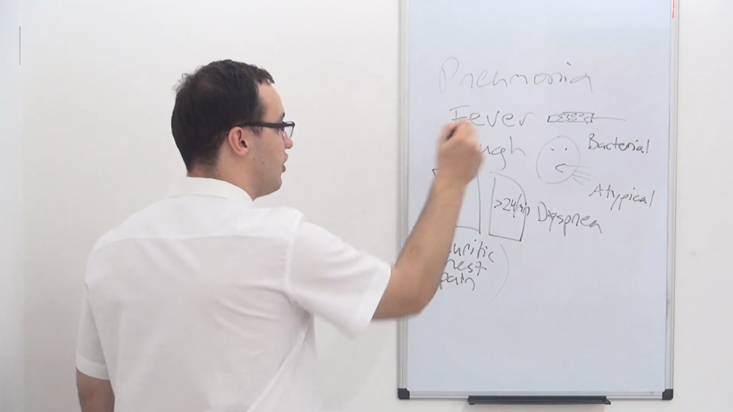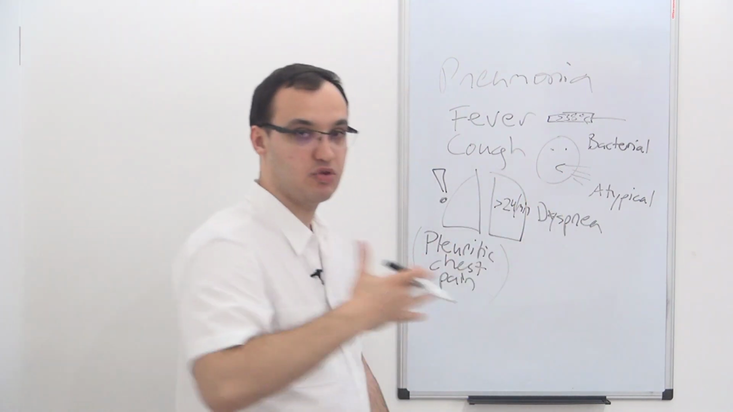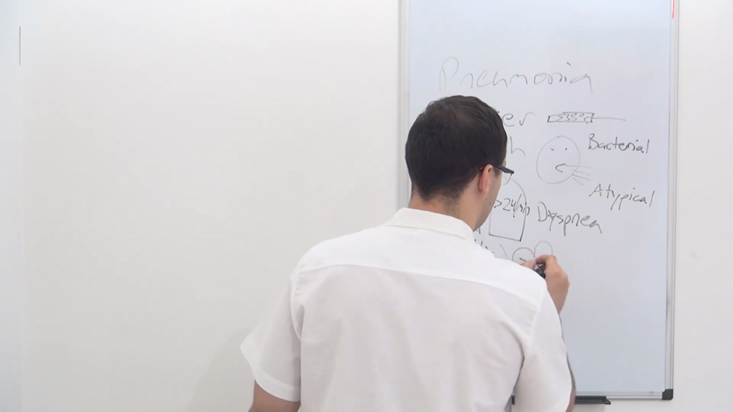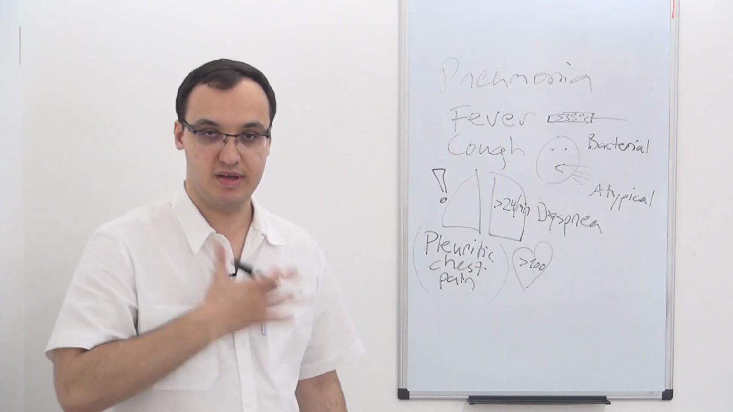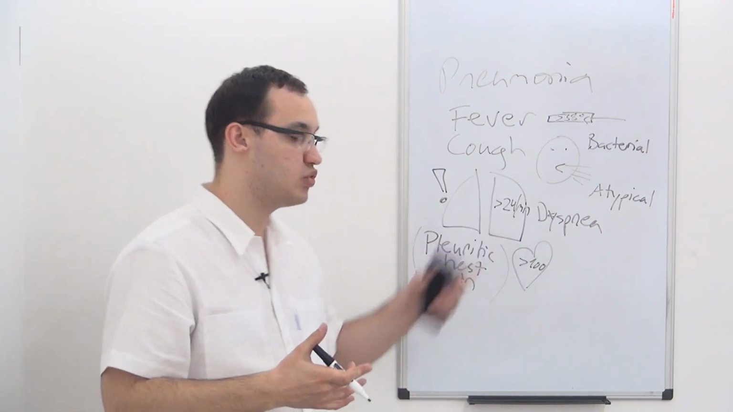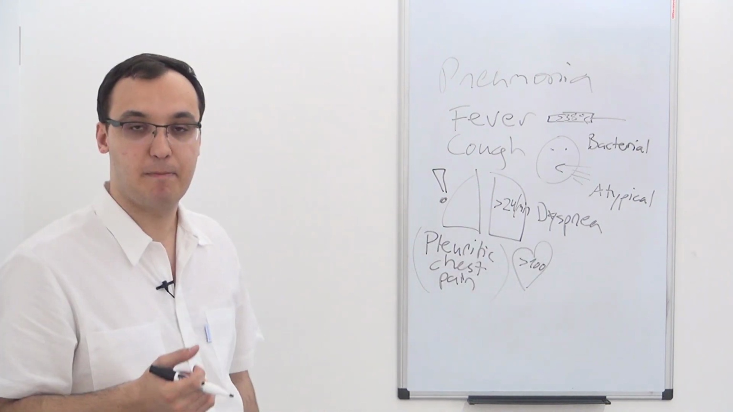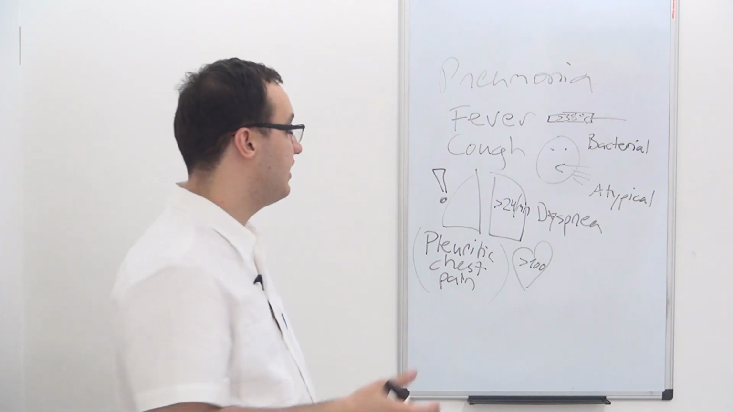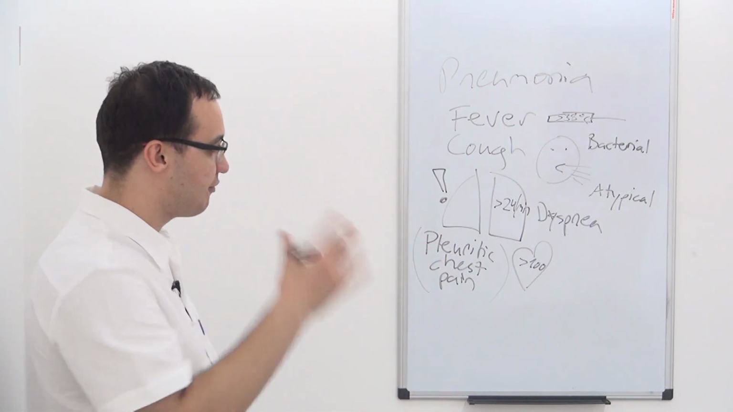So fever, cough, dyspnea, so difficulty breathing, pleuritic chest pain, a breathing rate of more than 24, and a heart rate of more than 100. So that's tachycardia. So if you have more breaths per minute than usual, because the usual is usually 15, and if you have more beats per minute of your heart, which is more than 100, then that can be a sign of pneumonia.